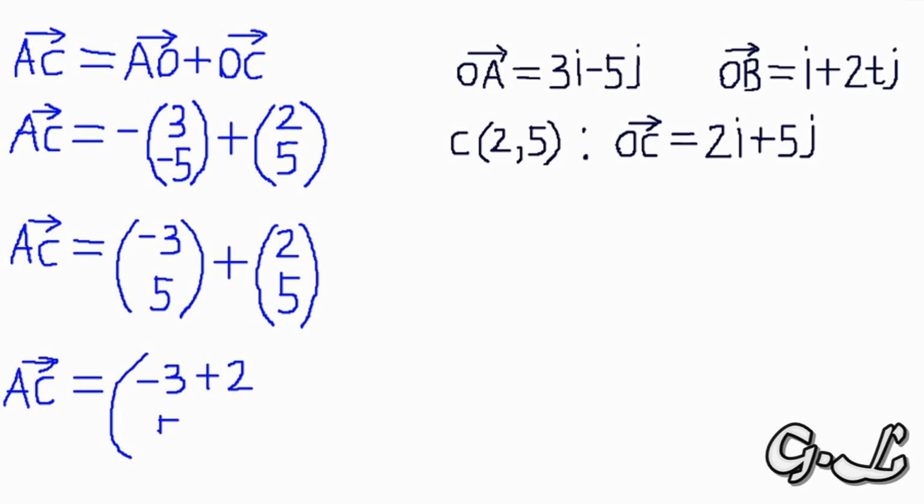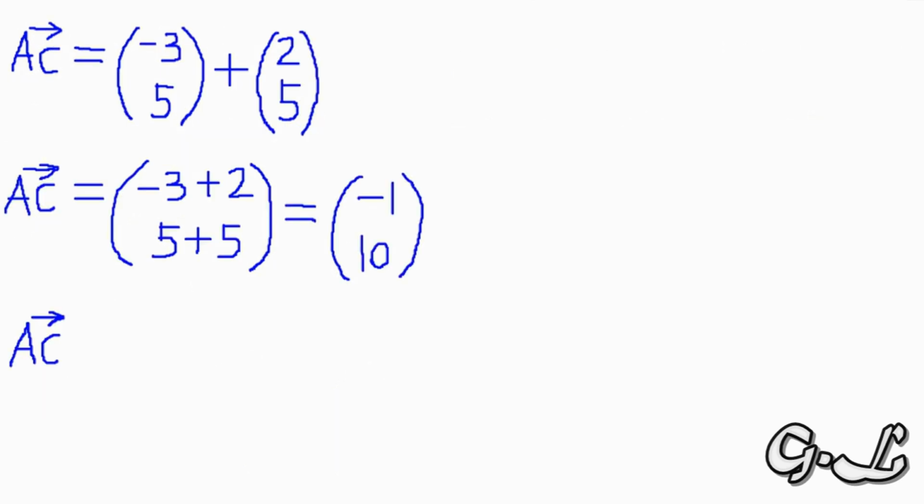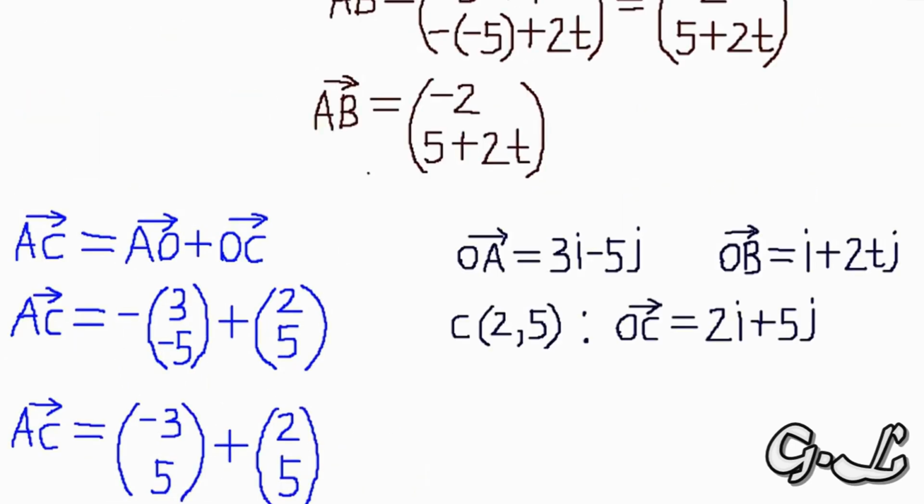So it is going to be like negative 3 plus 2. You need to get those which are at the top, and also those which are down. So negative 3 plus 2 is the one which is up, and negative 3 plus 2 gives you negative 1. And then 5 plus 5 gives you 10. So we're going to have negative 1 at the top, and 10 as the value which is down. So vector AC is equal to negative 1 and then 10, like that. 10 is going to be down.